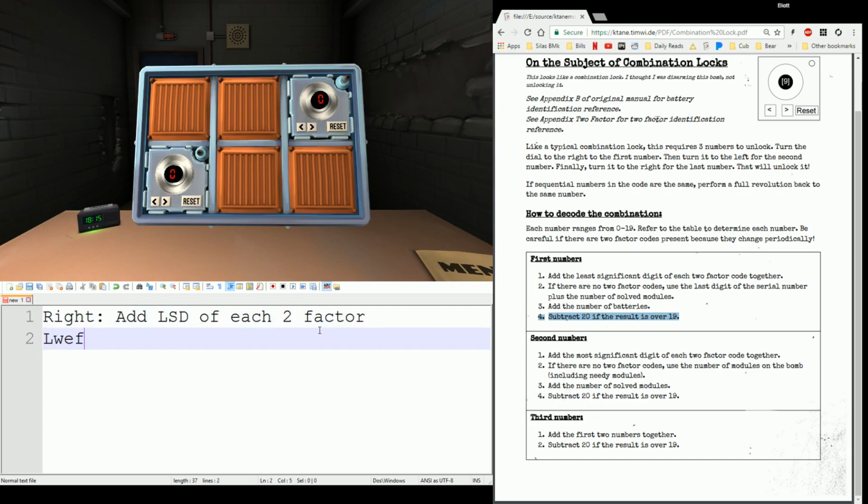Then for the left number, we're going to add the most significant digit of each two-factor.